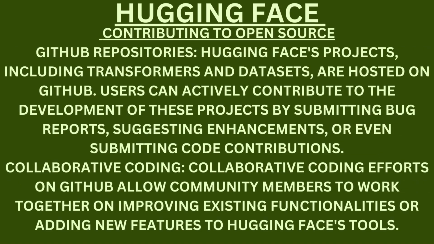Contributing to open source. GitHub repositories. Hugging Face's projects, including Transformers and Datasets, are hosted on GitHub. Users can actively contribute to the development of these projects by submitting bug reports, suggesting enhancements, or even submitting code contributions. Collaborative coding. Collaborative coding efforts on GitHub allow community members to work together on improving existing functionalities or adding new features to Hugging Face's tools.